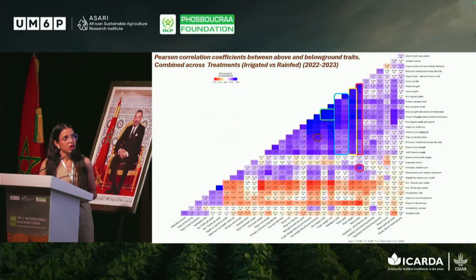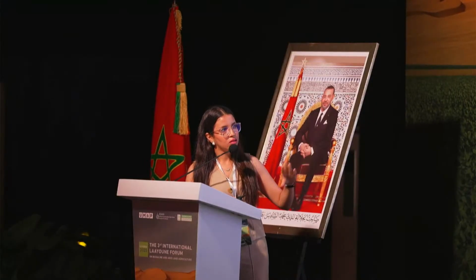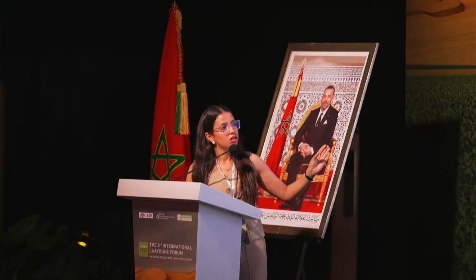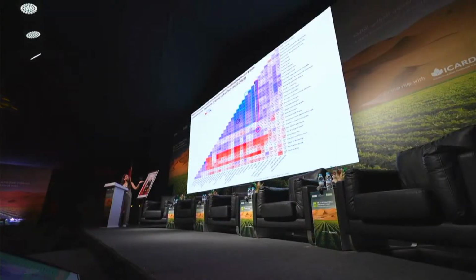So here we have a big matrix. It's a percent correlation coefficient combined between treatments, showing the correlation between above-ground and below-ground data. Here I tried to highlight the most important correlations.